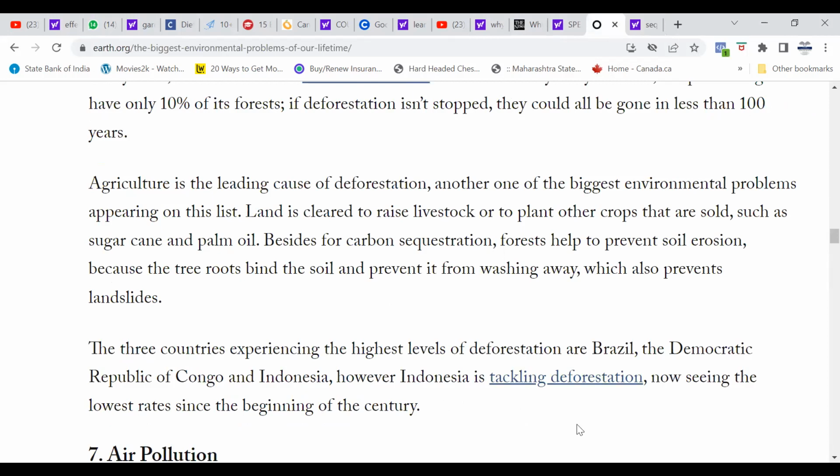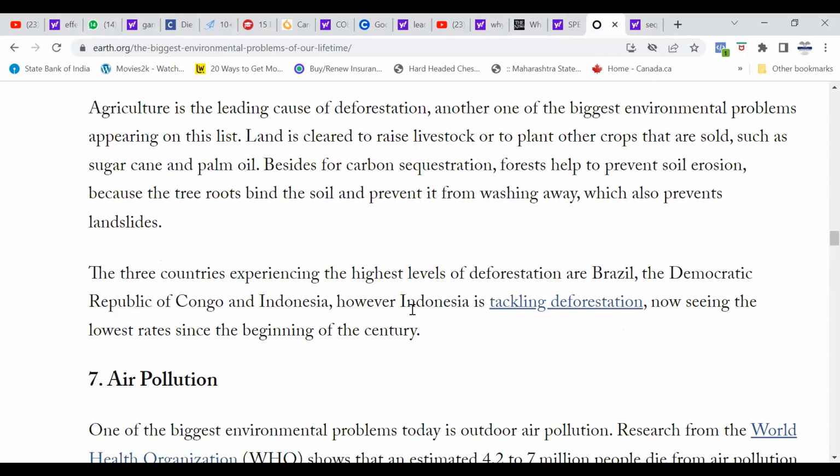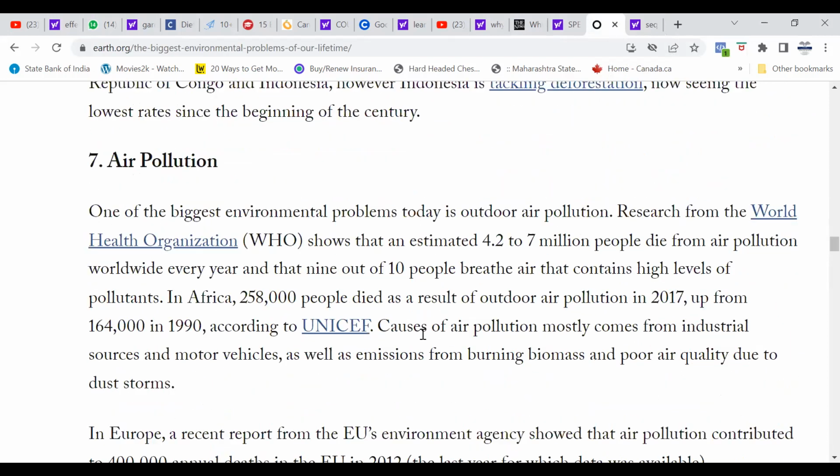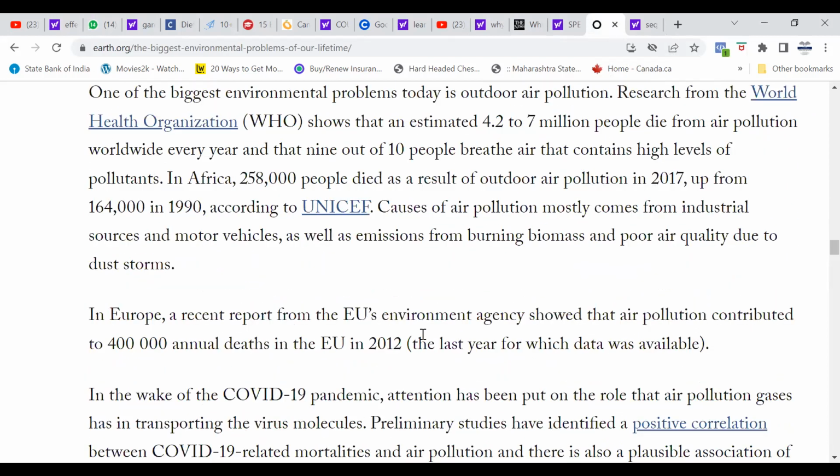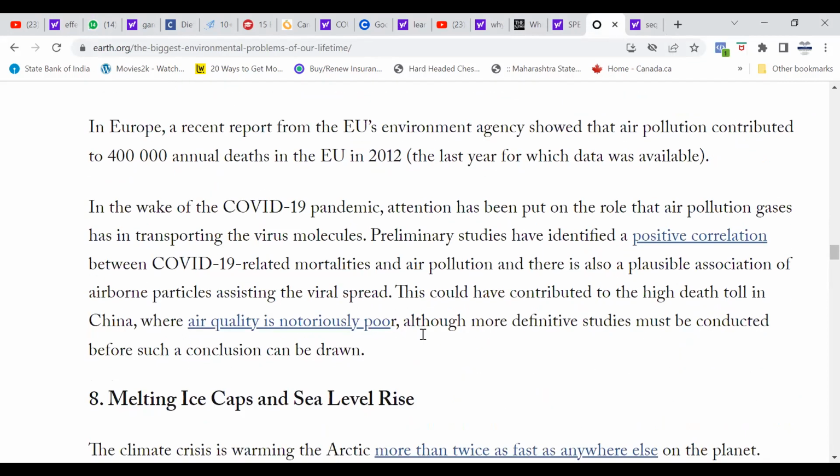We are tackling deforestation. Use one of these countries, anywhere. Doesn't matter. Can you see this? There's a positive correlation, connection, between COVID-19 mortalities, that means deaths, and air pollution. There's a plausible... What is plausible? Possible. Another word for possible. Association of airborne particles assisting the viral.